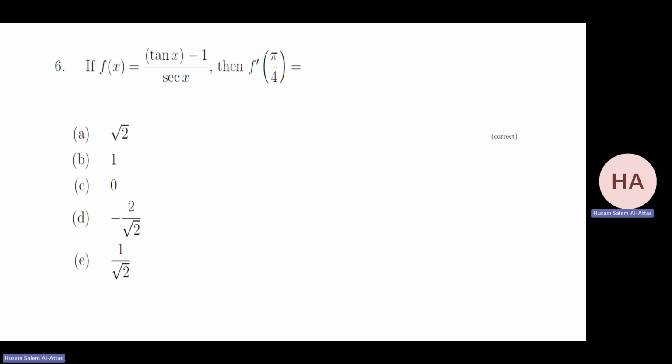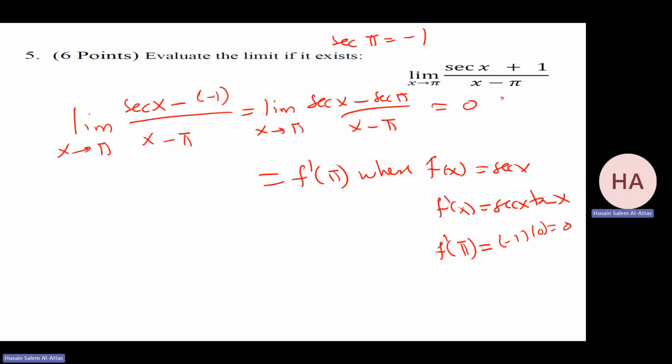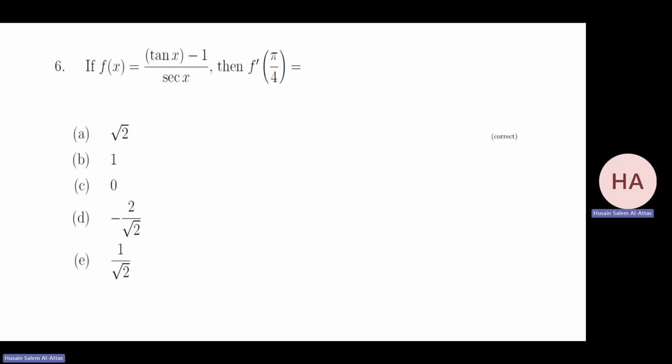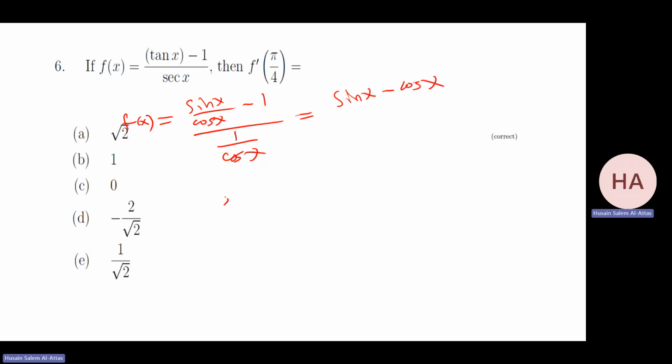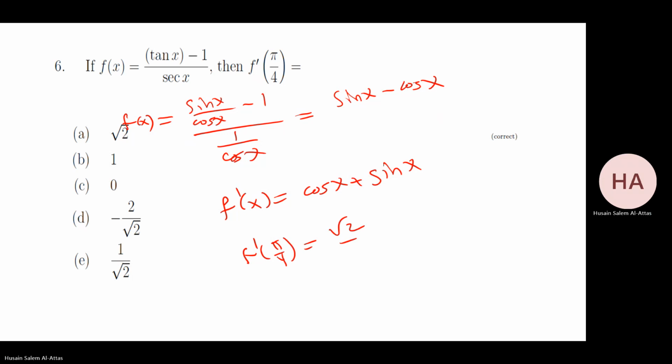Tan x minus, yeah, we did it here. Let me do it again, no problem. Then I will stop. That will be sine x over cosine x minus 1 over 1 over cosine x. This is f of x. I get here sine x minus cosine x. So f prime is cosine x plus sine x. F prime at pi over 4 will be square root 2 over 2 plus square root 2 over 2, which is square root of 2.